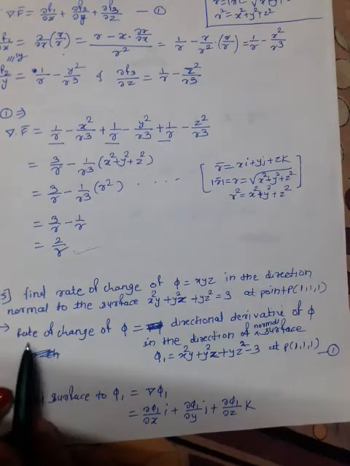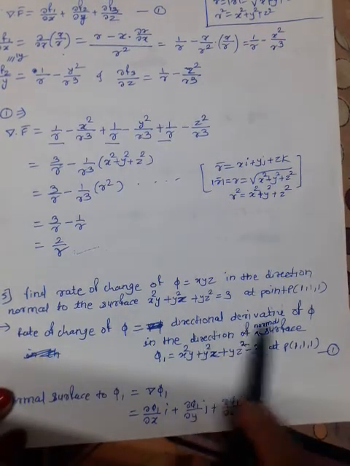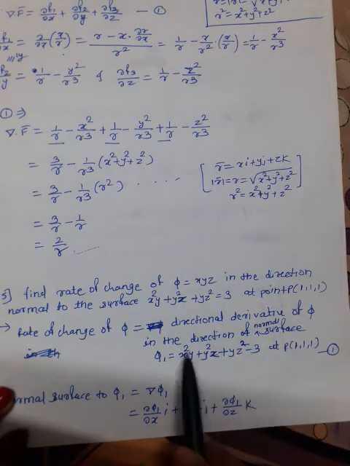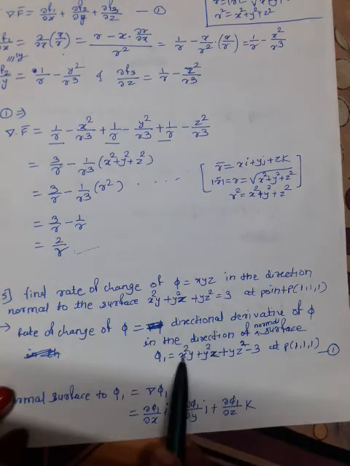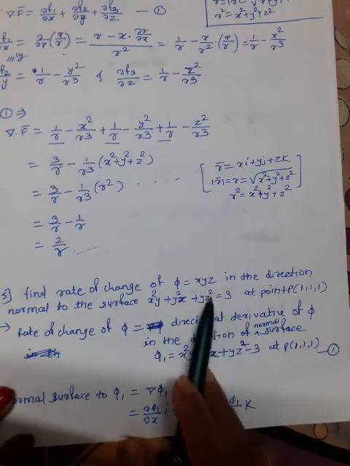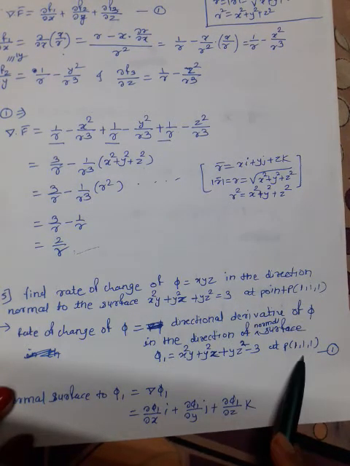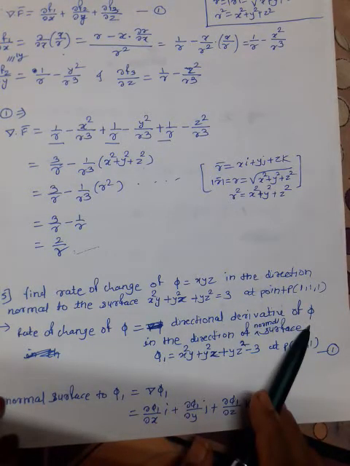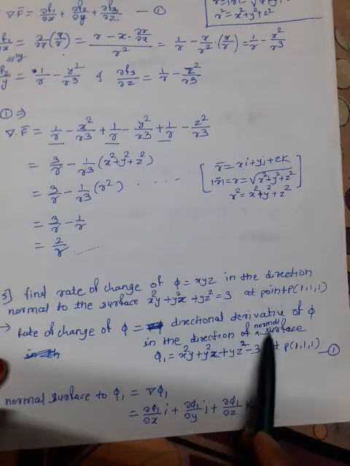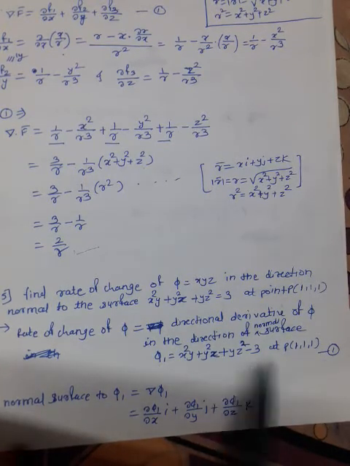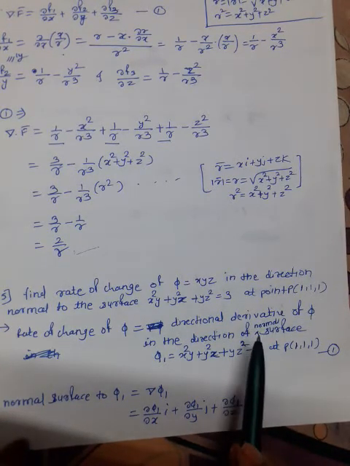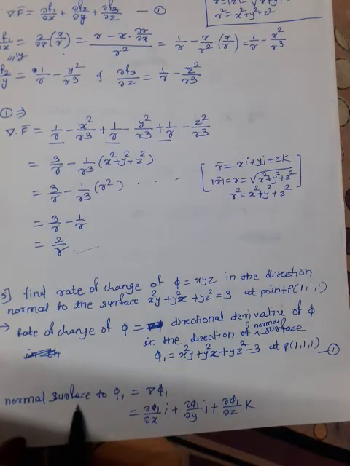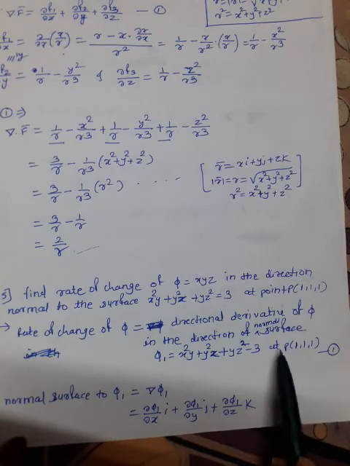First, write down the rate of change of phi, meaning the directional derivative of phi in the direction of normal to the surface, call it phi 1. I take this 3 on that side, at a particular point. Now we have to find the directional derivative of phi in the direction of normal to the surface. First we find the normal to the surface phi 1. Normal to the surface phi 1 is del phi 1 at the particular point.